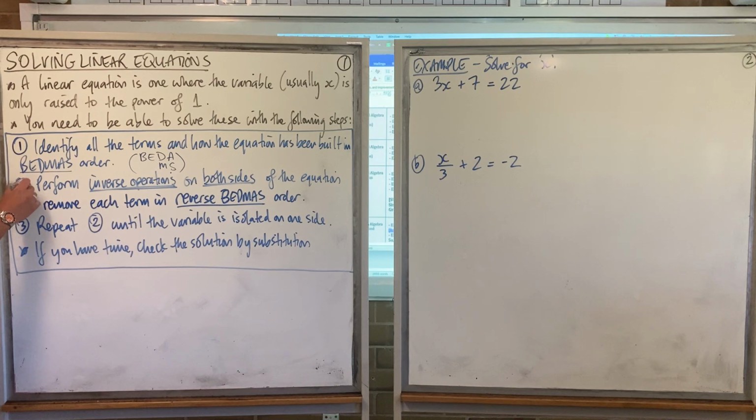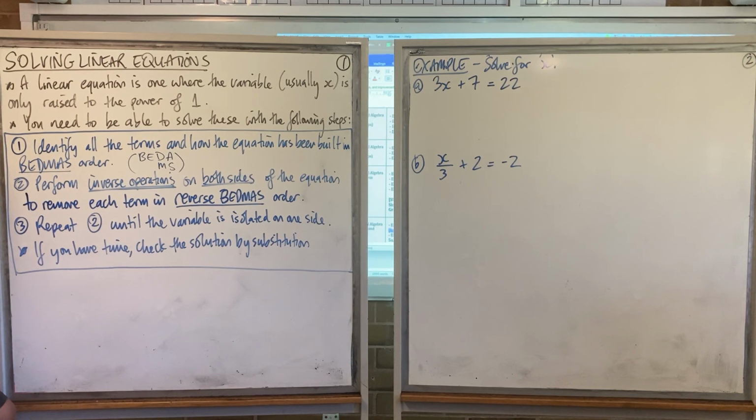Step 2, after you've worked out how it was built up in BEDMAS, you perform inverse operations on both sides of the equation to remove each term in reverse BEDMAS order. What does that mean? What's the inverse? What's the opposite of adding something? Good. What's the opposite of multiplying something? Good. So if you've decided that something was achieved by adding, to get rid of it, I need to take it away. And I need to do it to both sides, otherwise I'm changing the question. So that's what step 2 is about, and you must do it in reverse BEDMAS order.